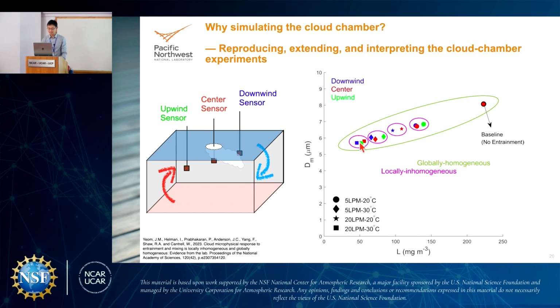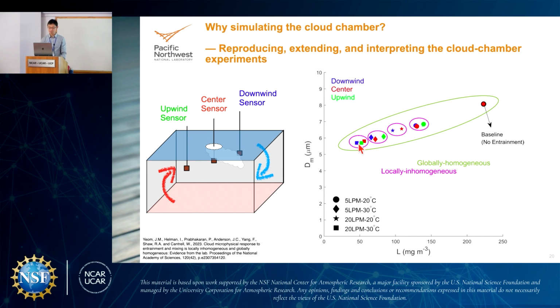The different colors represent different locations from upwind, center to downwind. The markers represent different inflow conditions, whether the inflow rate is fast or slow, and whether it is warm or relatively cool. And they found that under the same inflow condition, the signature is inhomogeneous. You can see that the droplet diameter almost doesn't change.